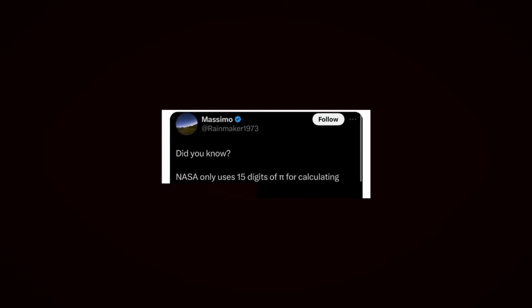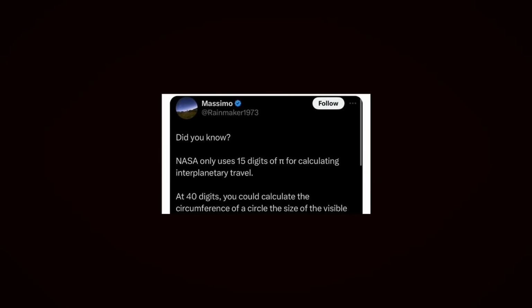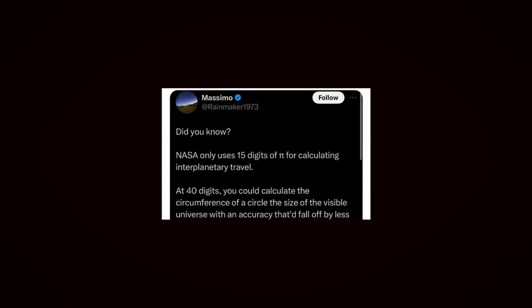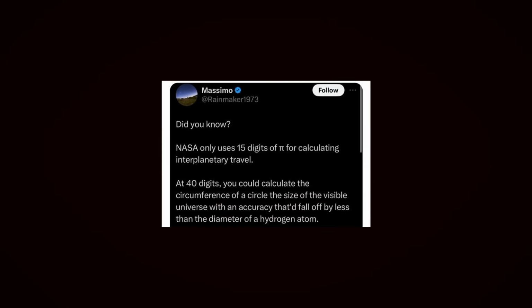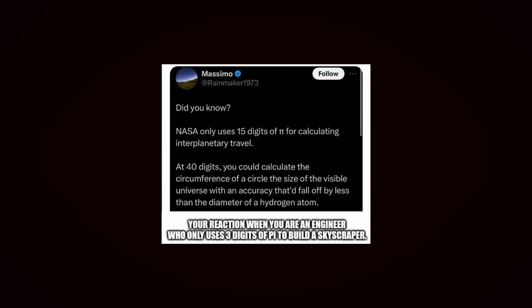Did you know? NASA only uses 15 digits of pi for calculating interplanetary travel. At 40 digits, you could calculate the circumference of a circle the size of the visible universe with an accuracy that'd fall off by less than the diameter of a hydrogen atom. Your reaction when you are an engineer who only uses 3 digits of pi to build a skyscraper.